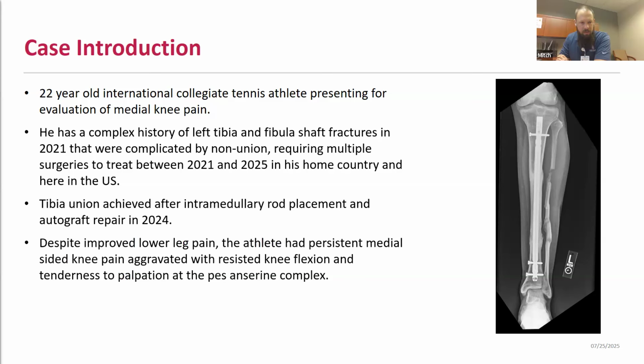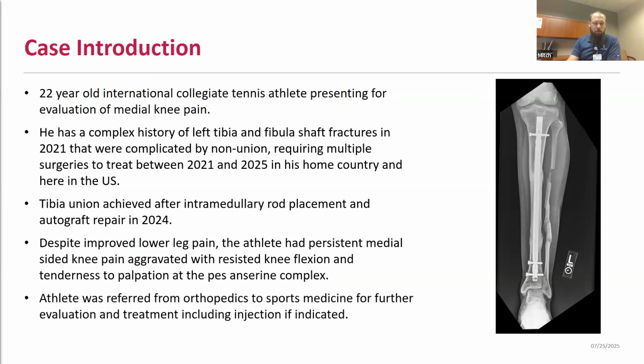But the presentation to our clinic evolved when his lower leg was feeling better, but he had persistent medial-sided knee pain that was aggravated with resisted knee flexion and with local tenderness to palpation at the Pes Anserine complex. And so orthopedic surgery then referred him to the sports med clinic for further evaluation and treatment, including potential injection of the Pes if indicated.